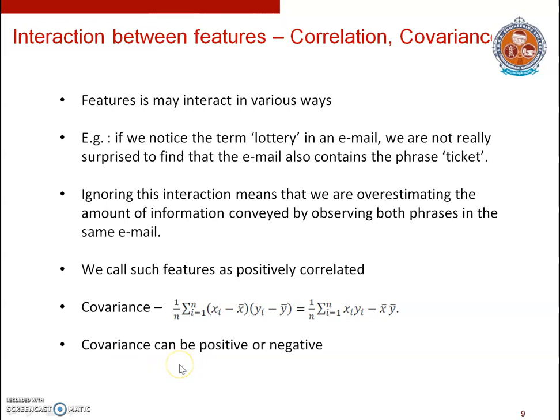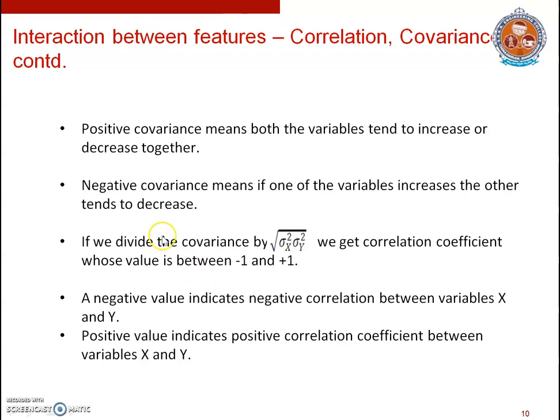If this covariance value is positive, it means x and y are positively correlated. If it is 0, it means x and y are independent. If the covariance value is negative, it means x and y are negatively correlated. Positive correlation means both the variables tend to increase or decrease together. Negative correlation means that when one of the variables increases, the other variable decreases.